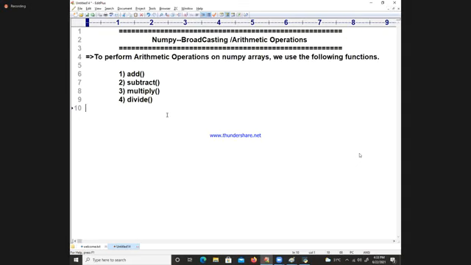I want to write it. These functions are used for one line answers. I will write it because these are very easy. These functions are used for performing all arithmetic operations.